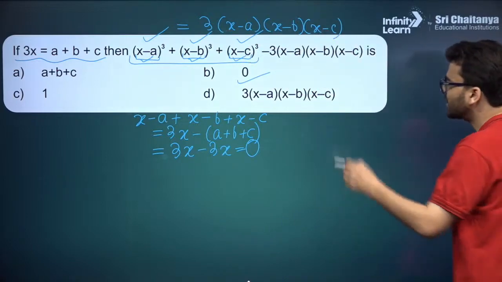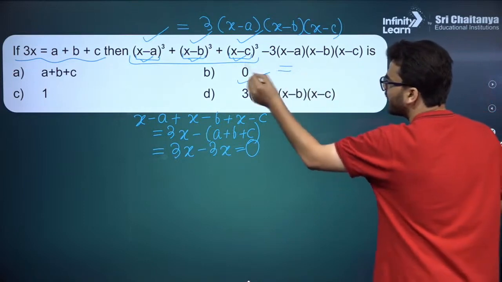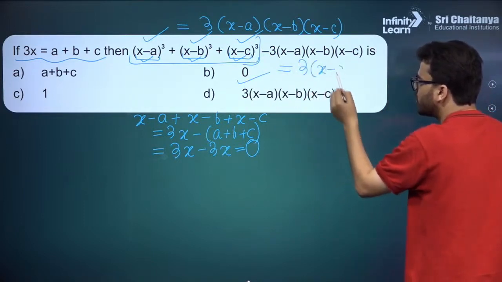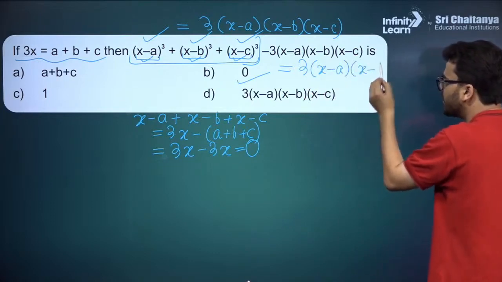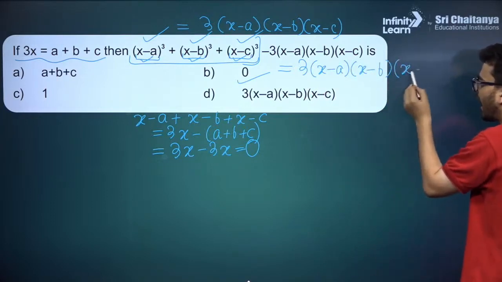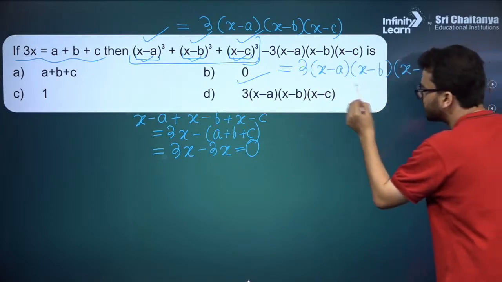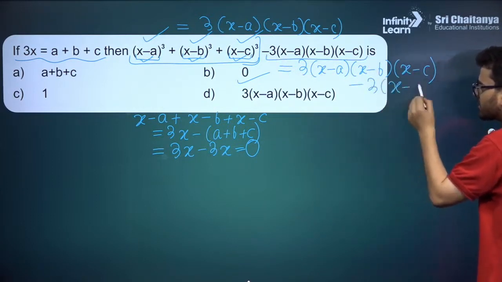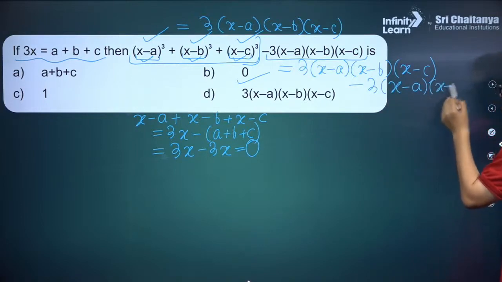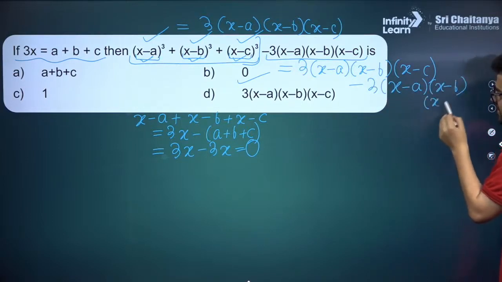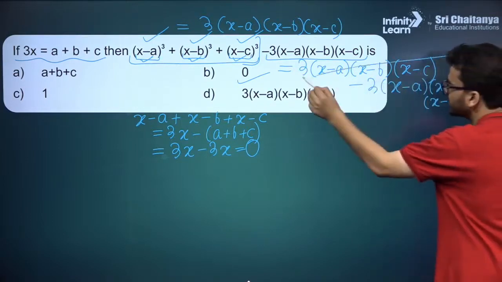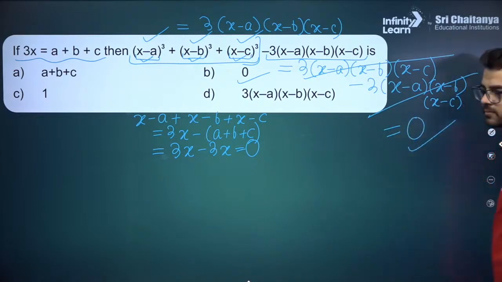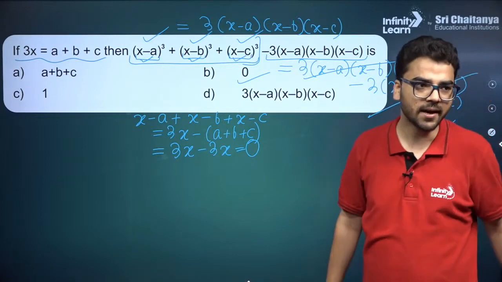So what is the ultimate result? Up till here we have calculated it to be equal to 3 into x minus a, x minus b, x minus c. And then in the question itself it is minus of the same thing. Minus 3 into x minus a, x minus b, x minus c. So what does it mean? This thing and this thing, they are same. Something minus the same thing is 0. Option B is correct. Is it clear?